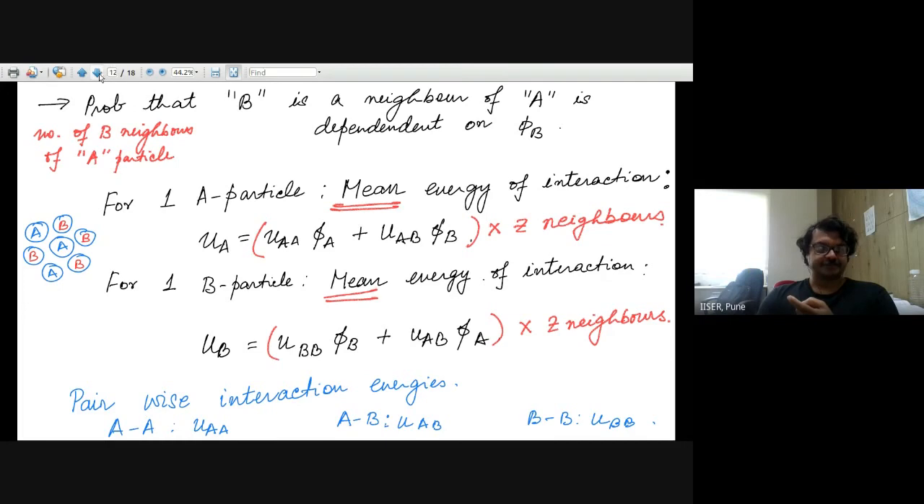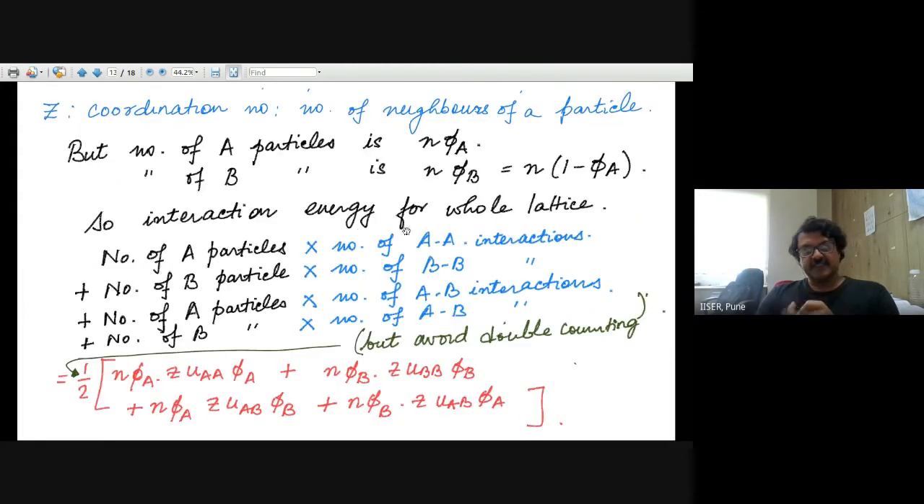So take this picture. The interaction energy for the whole lattice is the number of A particles into the number of AA interactions, the number of B particles into the number of BB interactions, the number of A particles into the number of AB interactions, and the number of B particles into the number of AB interactions. But we must avoid double counting, because suppose this particle is a neighbor of this particle. That's one interaction. Later, since you are counting the number of A particles, you are also considering this to be the central particle and this to be the neighbor. So if you use just this expression, you're double counting. Similarly, for AB interactions and BA interactions, you're double counting. So there's a factor of half here.